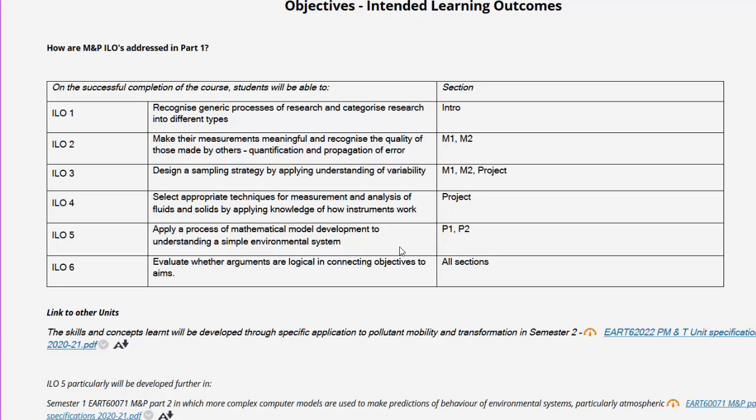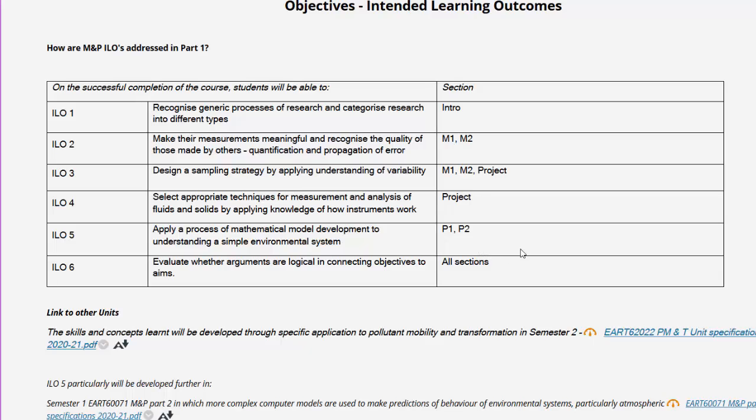And overall, through all of these things, you're going to be constantly required to produce logical arguments that connect objectives to aims. Each of these ILOs are weighted to be carried out in particular sections, but they do appear through all of them. So you can see we've got an introduction, M1, M2, there's a project, and there's P1 and P2, which stands for prediction 1 and prediction 2.